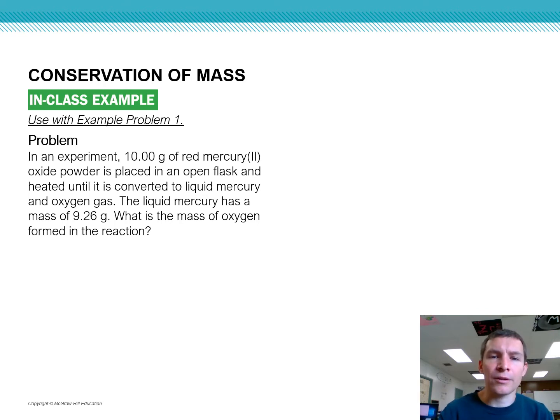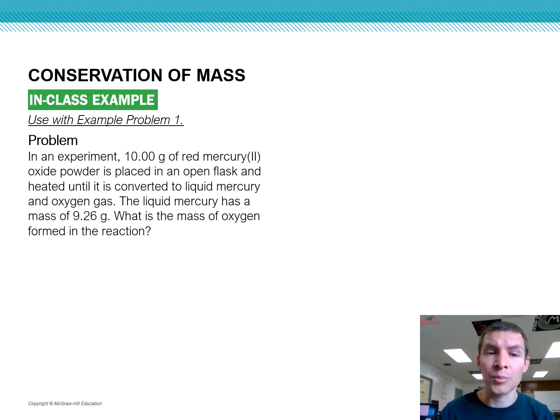And so let's work out a conservation of mass problem. You have 10 grams of mercury(II) oxide. We put that Roman numeral there, we'll talk about that more later, to indicate mercury's charge. This is in powder form and is placed in an open flask and heated until converted to liquid mercury and oxygen gas. So this is broken down into two individual components, mercury and oxygen. So we've changed it. It's no longer mercury oxide, it's mercury and oxygen, two separate things.